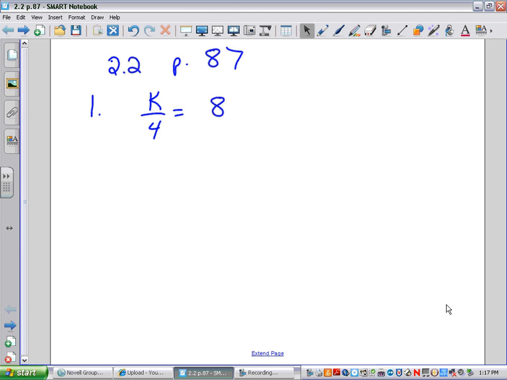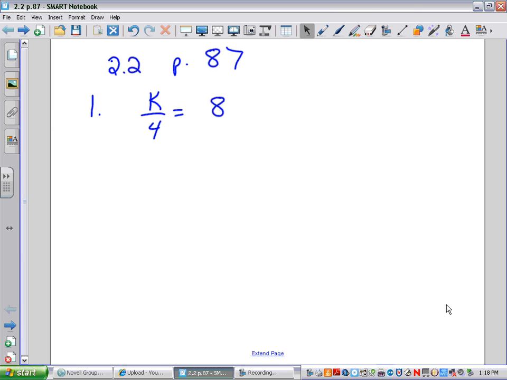Number 1, k over 4 equals 8. In other words, what number divided by 4 gives you an answer of 8? Now, some of you, I would hope, can do that in your head. But let's do it algebraically.